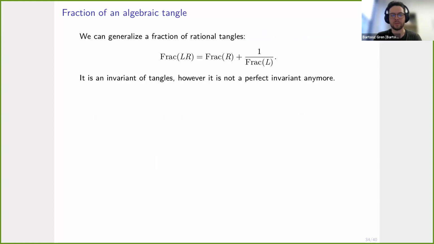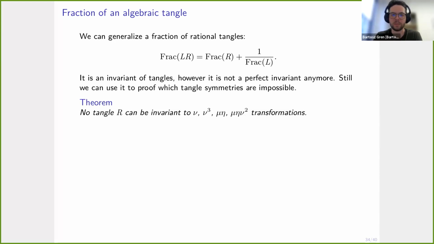And we can prove it using the fraction, but the fraction I presented is a fraction of rational tangles. But it can be generalized to algebraic tangles, although it's not a perfect invariant anymore. But we can calculate how fractions change with these rotation and reflection transformations.